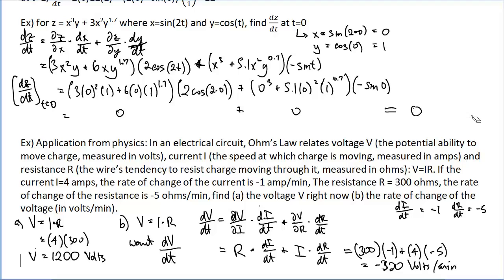You might imagine how to extend this if your big function, say V, was a function of three variables, and then all of those were functions of t. We're not going to go into that at this time. Okay.